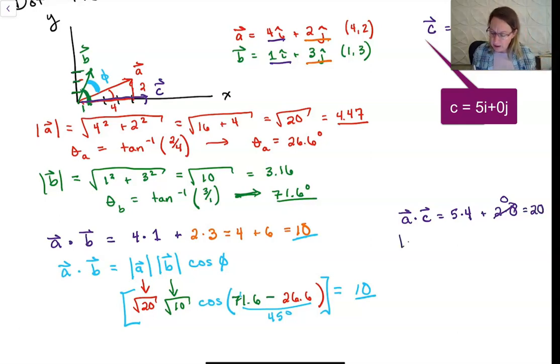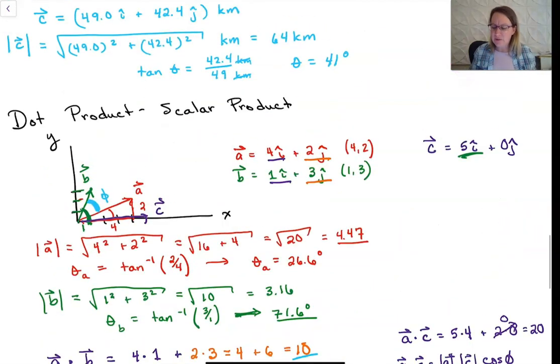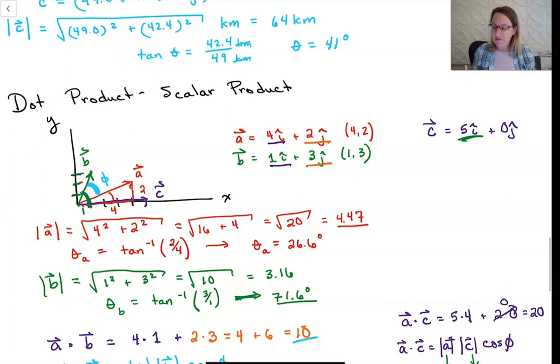And if I do it by saying A dot C is equal to the magnitude of A times the magnitude of C times the cosine of the angle between them, well, now the magnitude of A is 4.47, or the square root of 20. The magnitude of C, that's easy, it's 5, because it doesn't have anything in the y direction.